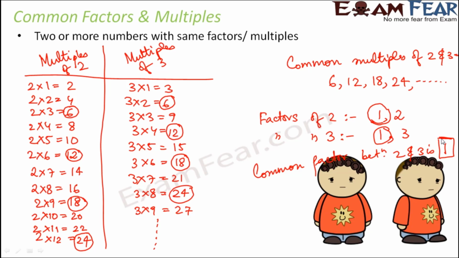Now anyways, we have learned before that the number of factors for a number is always finite. There are a fixed number of factors. So it is quite obvious that the number of common factors will also be fixed. But in case of multiples, there exist infinite multiples for any number, and therefore the common multiples are also many. So this is the concept of common factors and multiples.